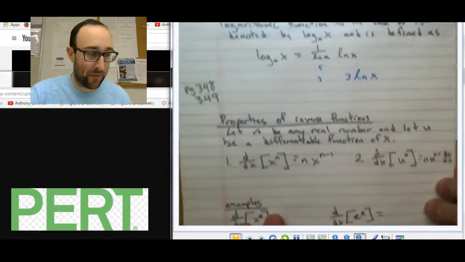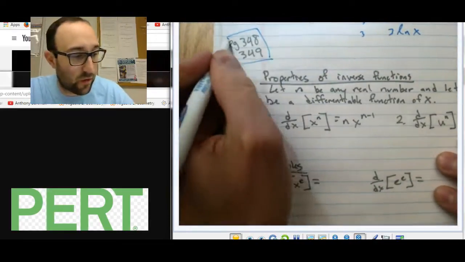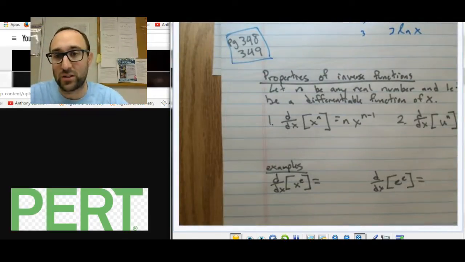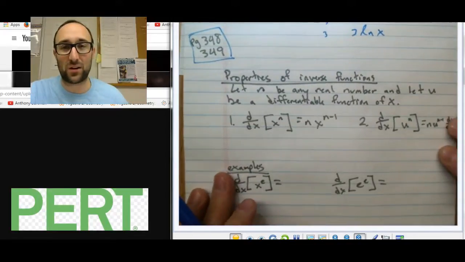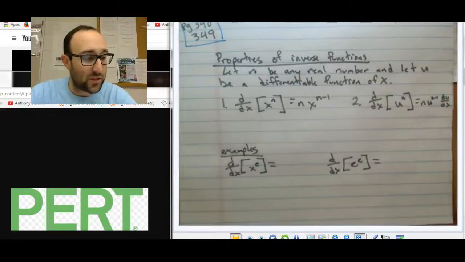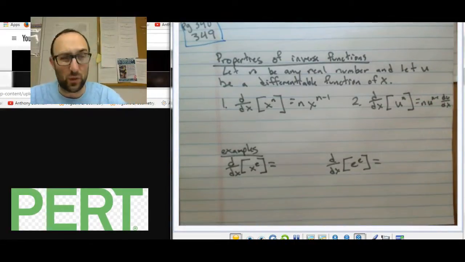Of course you can. One thing I want to mention, pages 348 and 349 have some extra properties that you might want to review about logs and exponents. They're really important, just to remind you of it. I'm not going to write them all down because you should know them already. So here is the next one, properties of inverse functions. And this is just review. I want to be able to go through this pretty quickly for you.